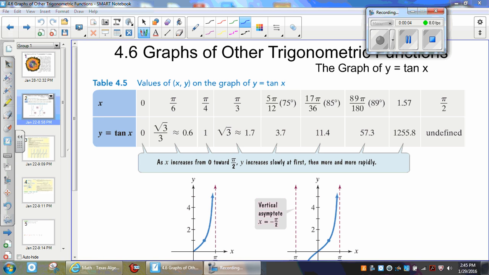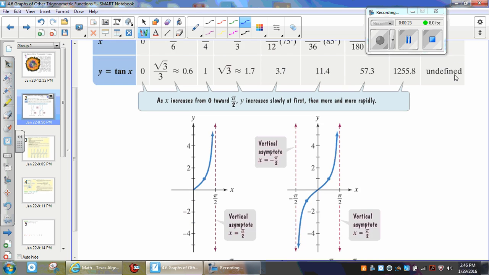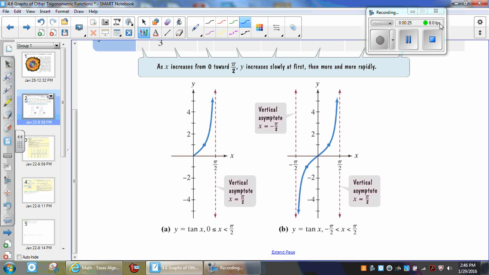So this video will cover section 4.6, as Mr. Peru said, graphs of other trigonometric functions. So far we have covered the graph of sine and the graph of cosine, and now it's the turn of tangent. After that, we will cover cotangent, which is very similar to tangent, but instead of having asymptotes at negative pi over 2 and pi over 2, the asymptotes for cotangent will be at negative pi and pi.